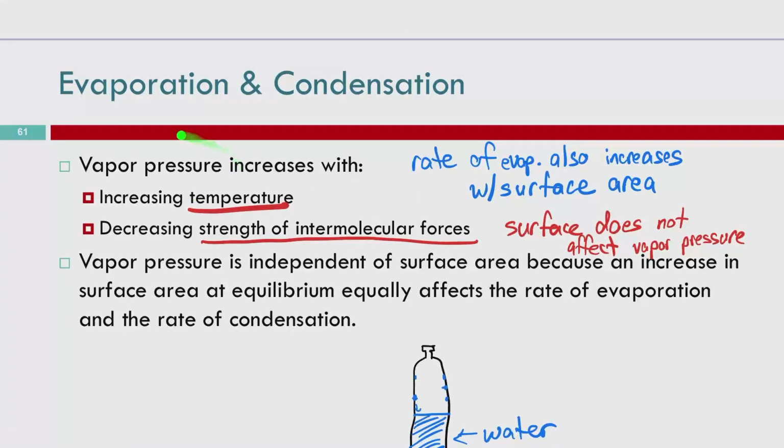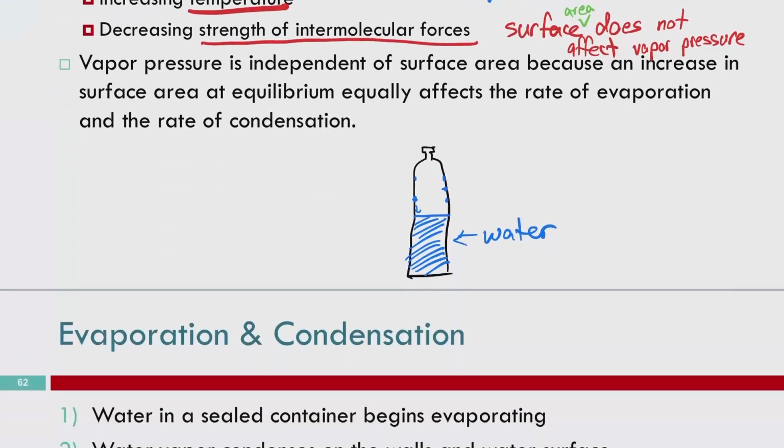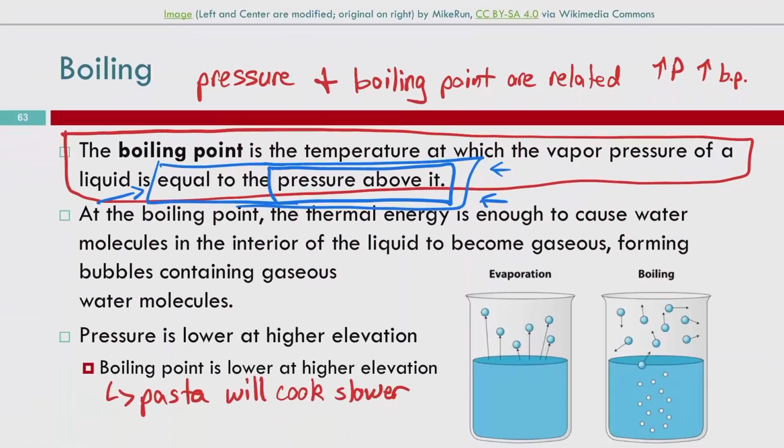vapor pressure. Remember that we talked about vapor pressure. You can increase vapor pressure with increasing temperature, decreasing strength of intermolecular forces. Unlike rate of evaporation, surface area does not affect vapor pressure. I'm missing the word area in there. Surface area does not affect vapor pressure. And then we capped off talking about boiling.